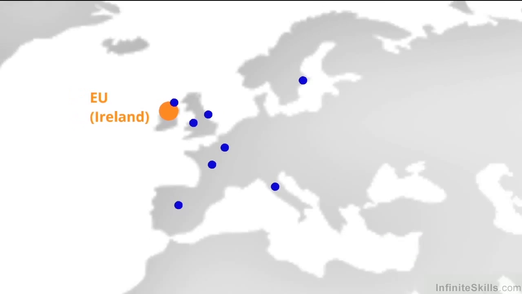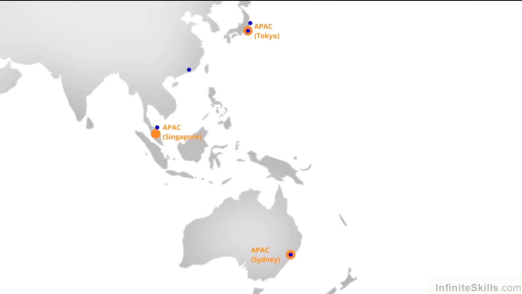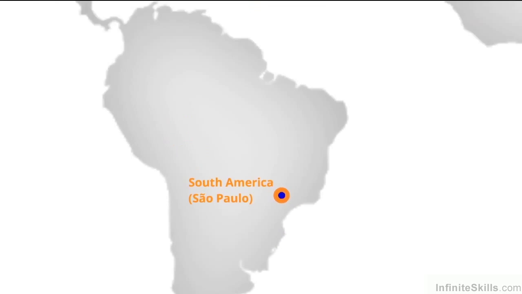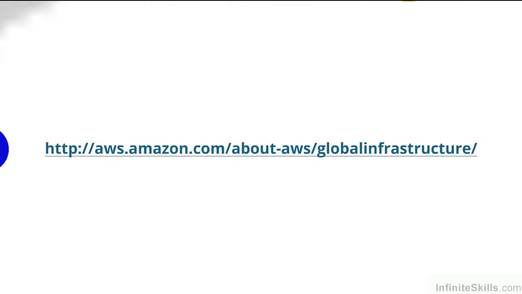Here you can see that in the Asian Pacific area, we have 3 regions, one in Tokyo, one in Singapore, and the newest in Sydney. Amazon's Sao Paulo region serves South America. Because regions, availability zones, and edge locations are being added all the time, we highly suggest that you bookmark and refer back to this URL for a current picture of what Amazon's global infrastructure looks like.